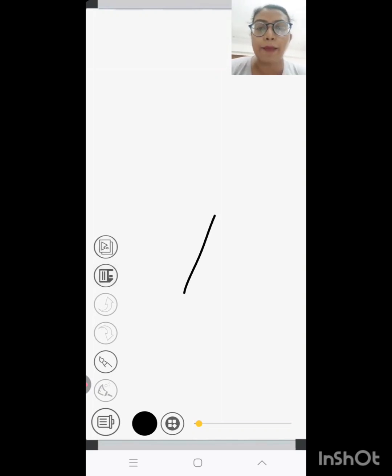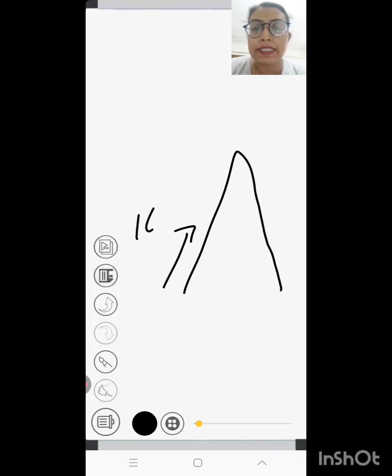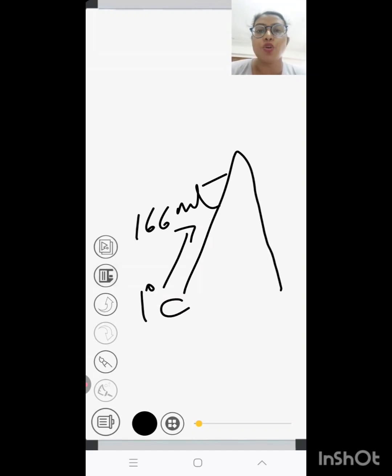Now what is the lapse rate? As we rise up, for every 166 meters of rise, there is a decrease of 1 degree Celsius in temperature. So for every 166 meters that we are rising, the temperature changes by 1 degree, 2 degrees, 3 degrees, 4 degrees, like this we go on rising and the temperature goes on decreasing. So this is the main reason for the altitude affecting the climate.